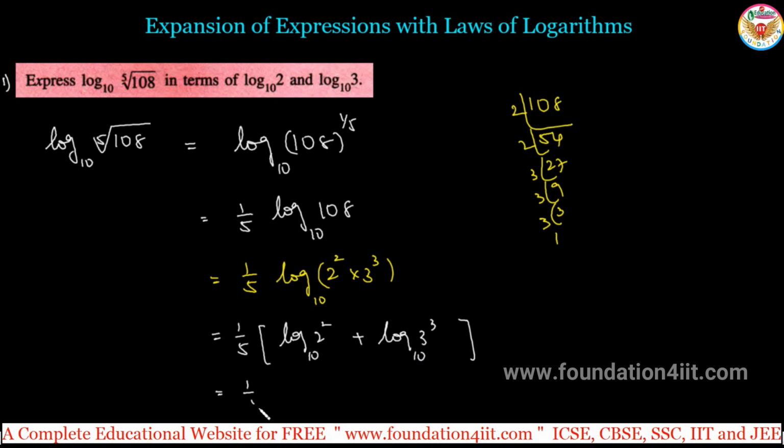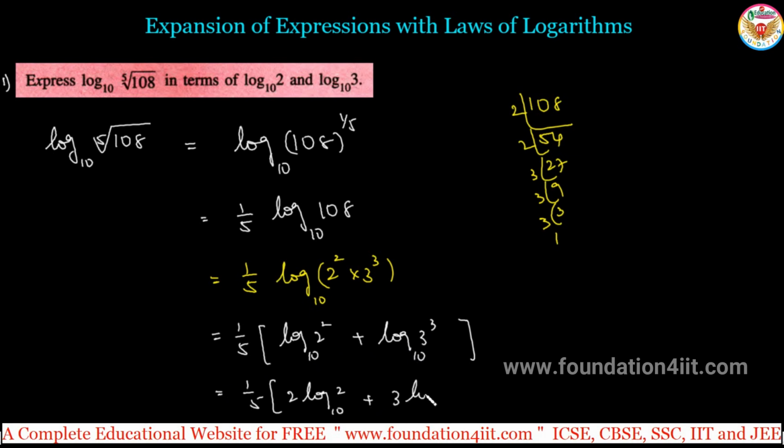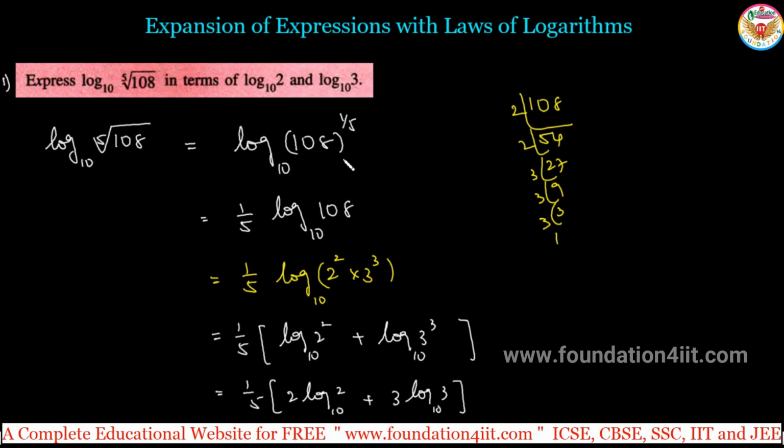Again you can use the power rule. So 1 by 5 of 2 log 2 to the base 10 plus 3 log 3 to the base 10. Right, so this is what we expressed in terms of log 2 and log 3. Only log 2, log 3 are there. So whatever expression is given, just use the product rule, quotient rule and power rule to get the expansion of any expression.